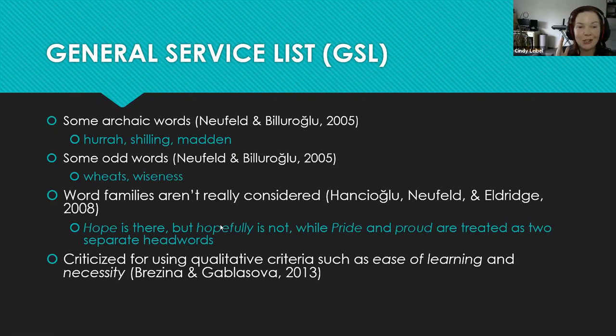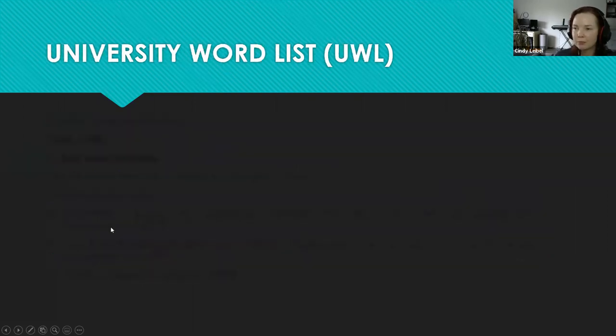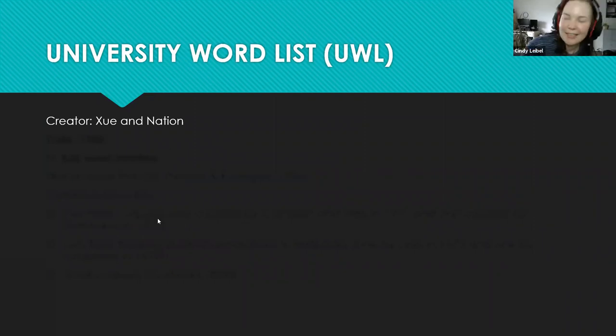However, it is still used everywhere, and you may not know that, but a lot of textbooks use the general service list as sort of the foundation, because we've been using it for decades, right? Why would we stop? And I really have trouble judging them for that, because it's really ingrained in how we teach.